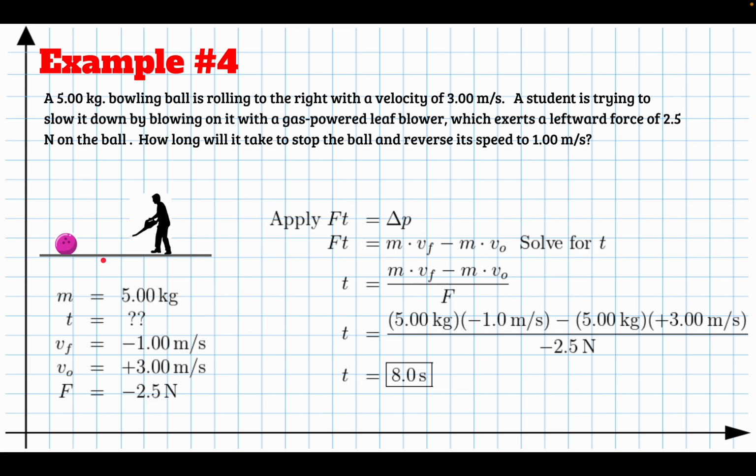So this guy's got to blow on the bowling ball for 8 seconds in order to make the ball stop and change directions. So this force, 2.5 newtons, acting for 8 seconds, will do it. Now, if he had a force of 5 newtons, if the force was twice as big, he would only need to blow on it for 4 seconds. So that's the idea. The force times the time is the change in momentum.